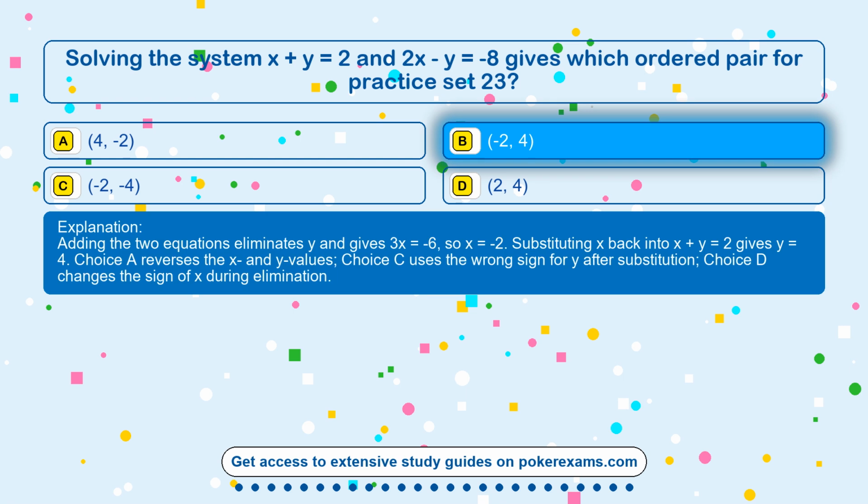Adding the two equations eliminates y and gives 3x equals negative 6, so x equals negative 2. Substituting x back into x plus y equals 2 gives y equals 4. Choice A reverses the x and y values. Choice C uses the wrong sign for y after substitution. Choice D changes the sign of x during elimination.